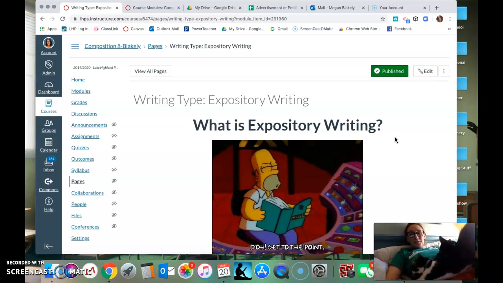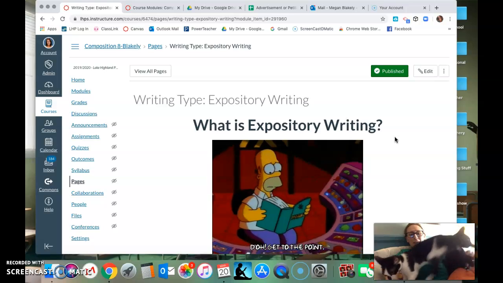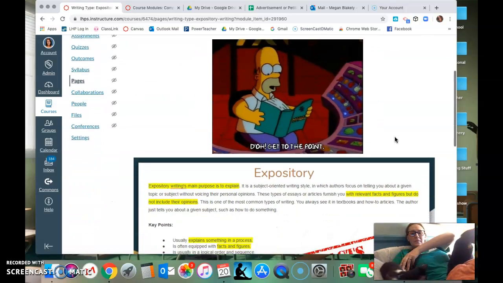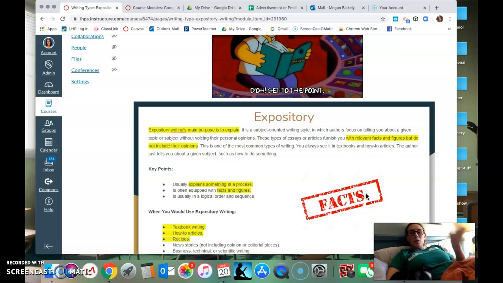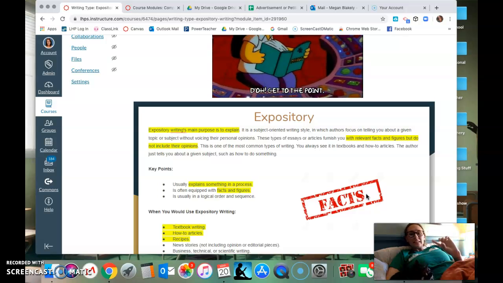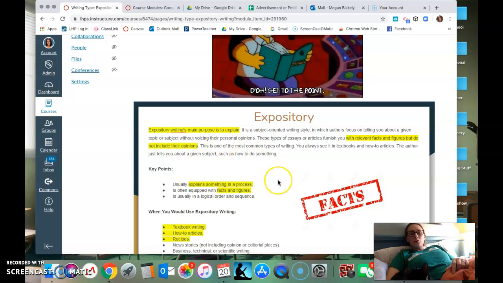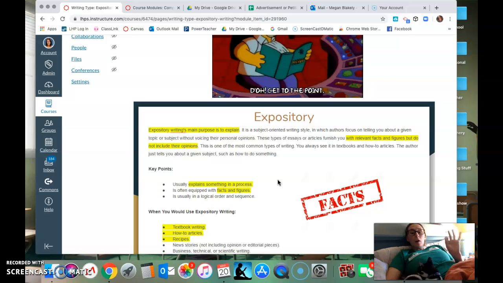Okay. So, what is expository writing, you may ask? Well, expository writing is all about facts. Expository's main purpose is to explain. So, expository, explain. It is all about facts and figures. It is not opinion based. It is all about process.